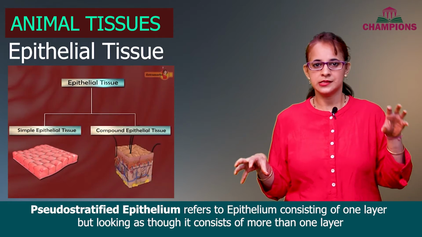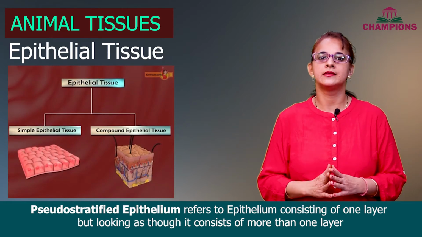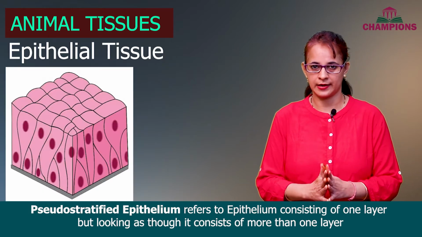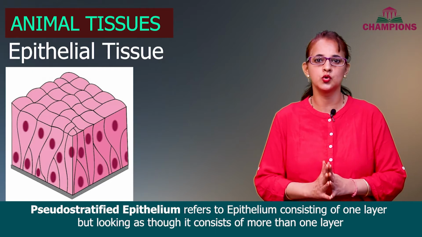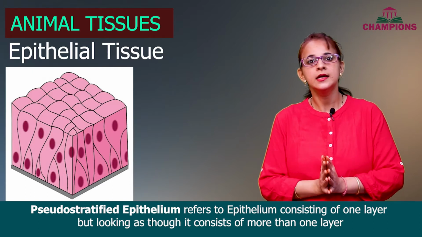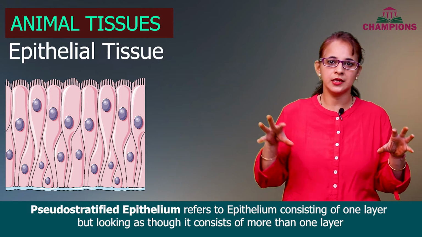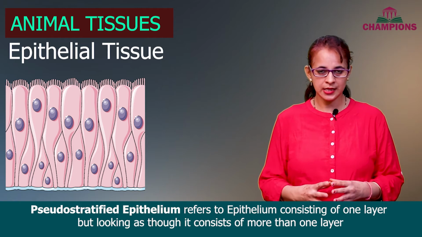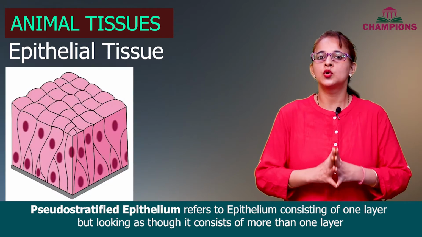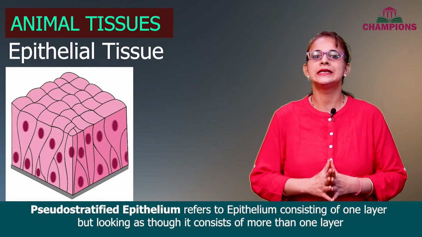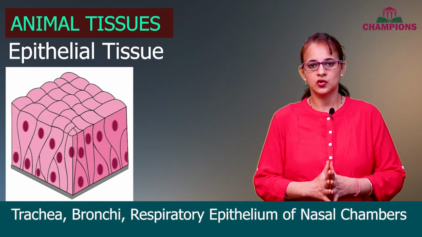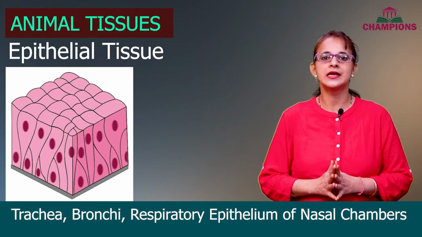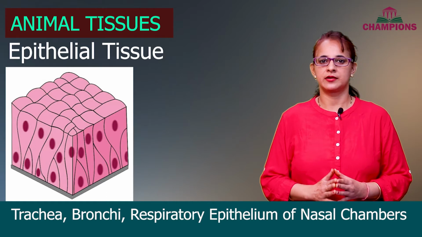Now, in between simple and stratified, there is another type of tissue which is called pseudo-stratified. You might already know, pseudo means false. As I said, it is present between simple and stratified. So, false stratification. The cells appear to be 2-layered cells, but actually they are single layered cells. So it is pseudo stratified, and such epithelium lines the various parts of our respiratory tract.